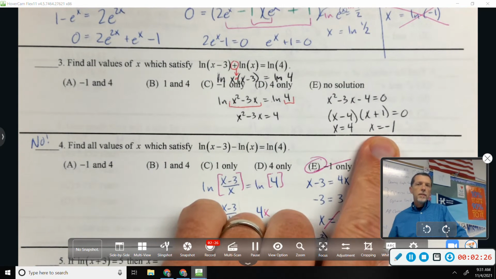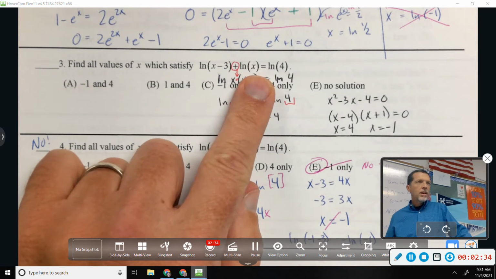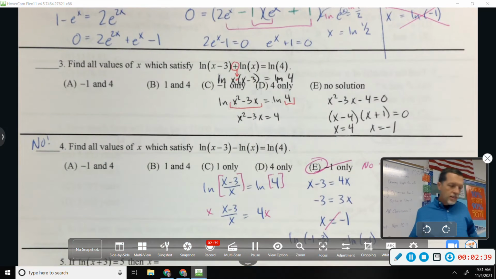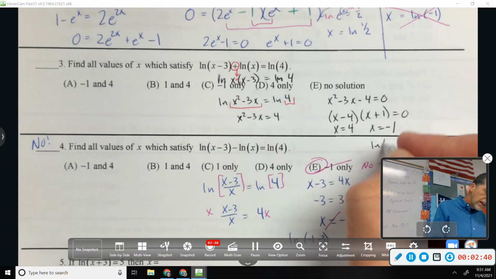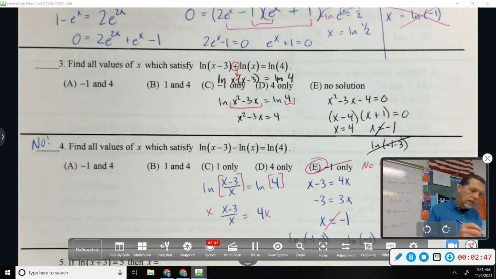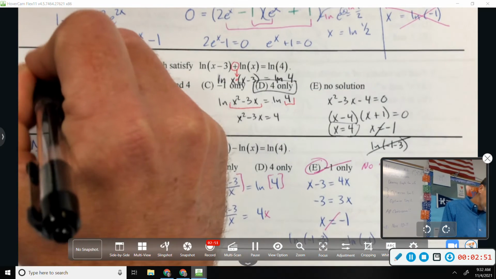Even if the second one were x plus 4, the first one would still have a negative argument, so it wouldn't work. You have to check them all. If they're all greater than 0, then you're fine. If any one of them is less than 0, like natural log of negative 1 minus 3, that won't work. So we have to throw out negative 1. So it's just x equals 4.